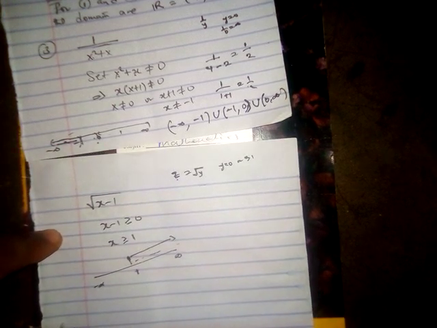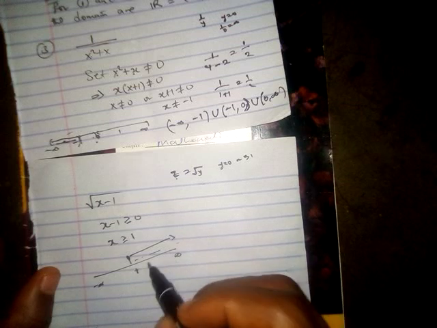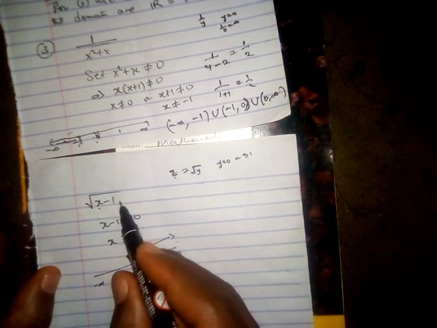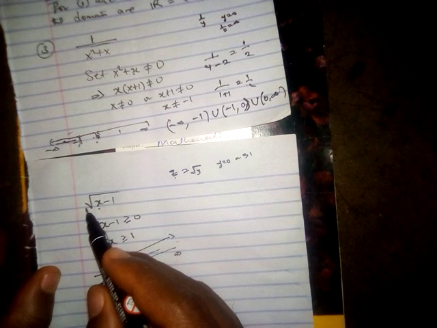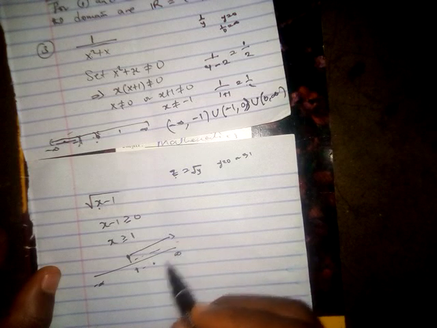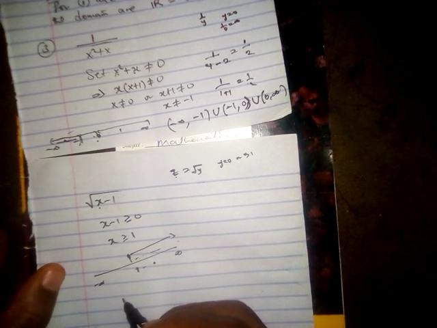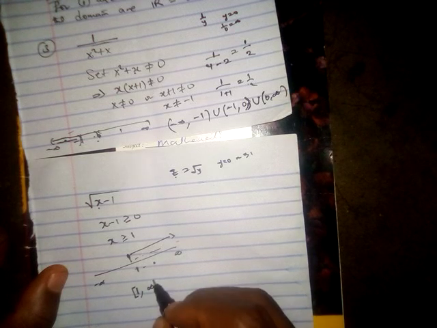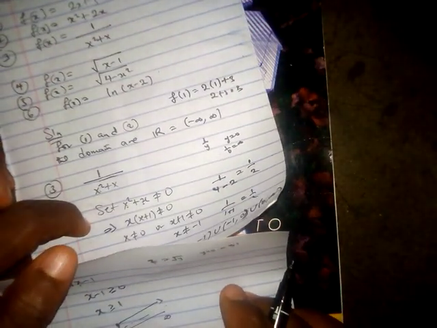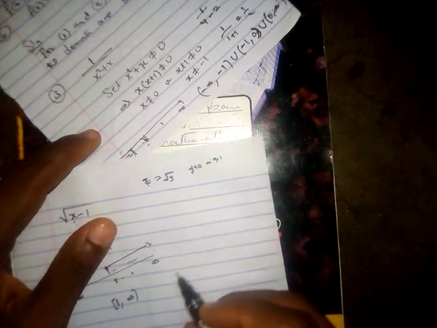Including 1. Okay, so now if we pick values from here, let's pick 2. If we pick 2, we have that 2 minus 1 will give us 1, so the square root of it is what? 1. So it's defined, so it means that since it's true for 1, it's true for all of them. So the domain for this function is actually 1 to what? Infinity. 1 included to infinity.